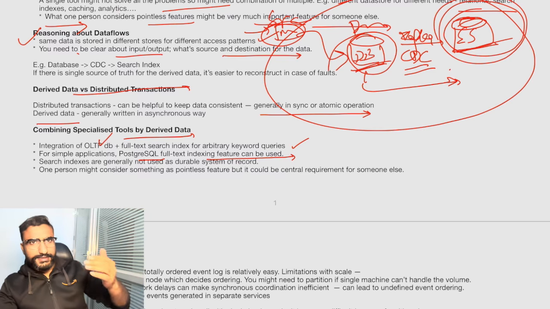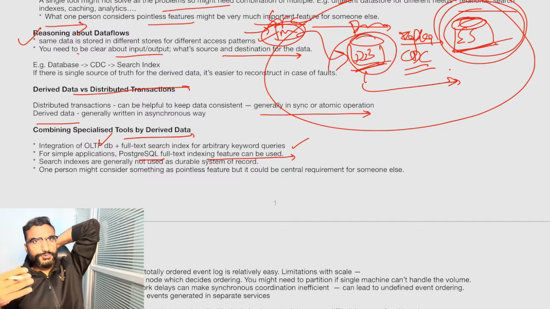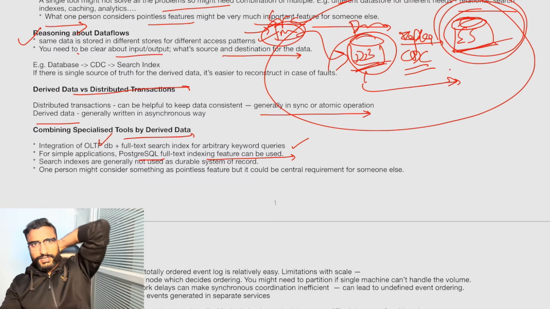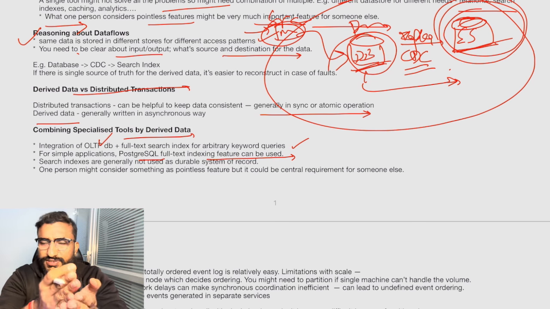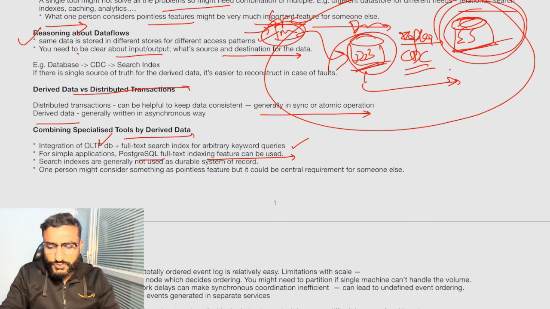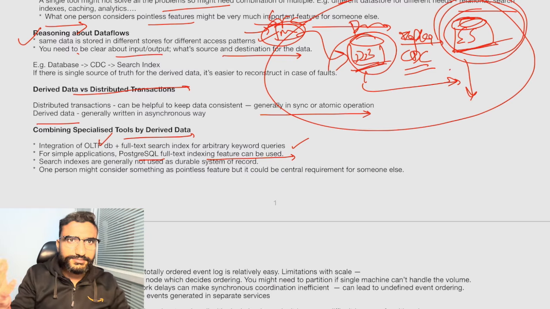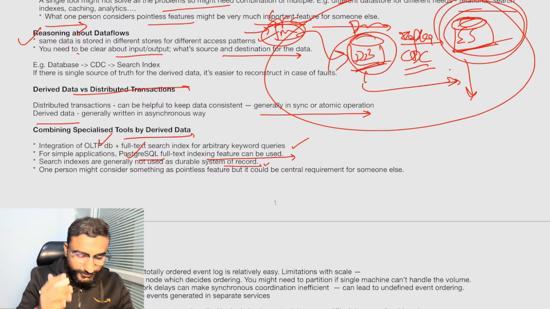Now the idea here is, we discussed, every solution to a problem has pros and cons. There are trade-offs. So if we have a simple use case which can be solved by, let's say, relational database search functionalities as well, let's try to leverage that. If you don't have a requirement to use Elasticsearch, or you don't want a full-fledged search index system, then go ahead and use PostgreSQL. If that solves your use case, then go ahead with it. Search indexes are generally not used as a durable system of record.